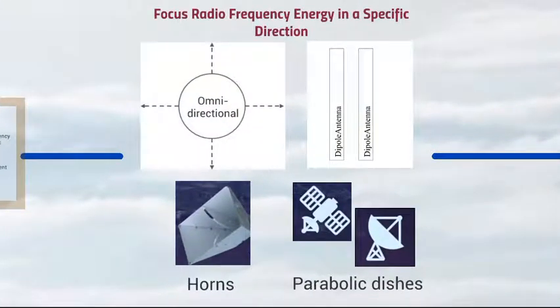For efficient transfer of energy, the impedance of the radio, the antenna, and the transmission line connecting the radio to the antenna must be the same. Therefore, radio frequency energy is focused in a specific direction.